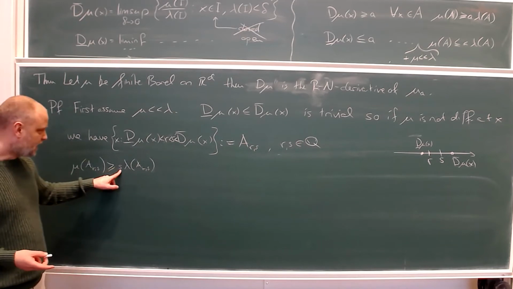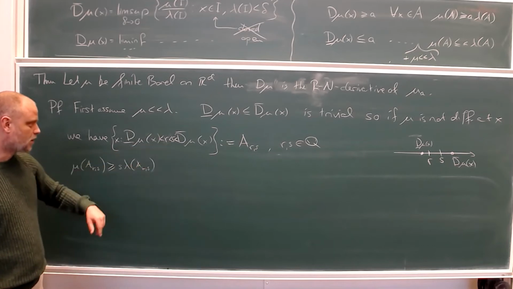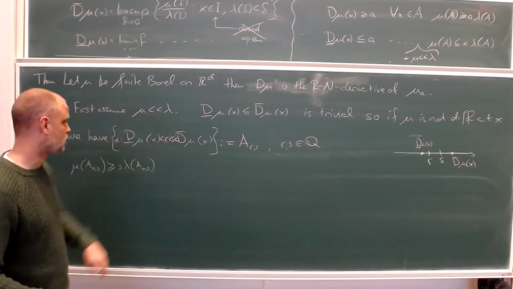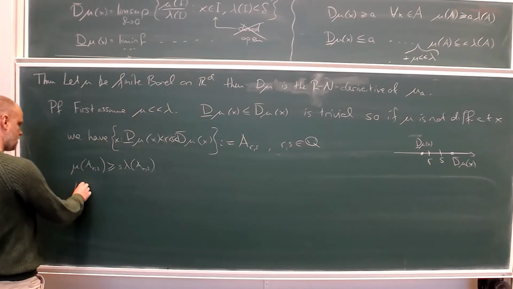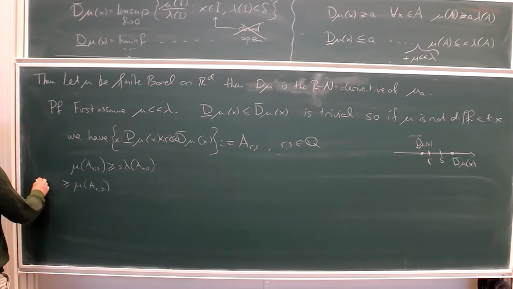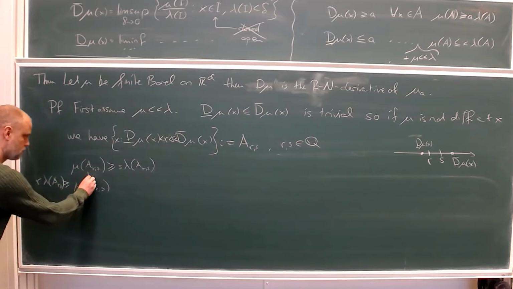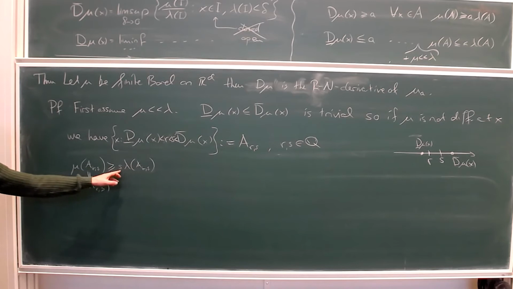The point here is that the S lands on the right, on the lower side of the inequality, but S is bigger than R. Now we use the other lemma, the one with the lower derivative. And now we get mu of A_R,S is smaller than or equal to R times the Lebesgue measure of A_R,S, right? But R is the smaller guy. So if this is bigger than that, which is bigger than that, it means that R is bigger than S, or lambda here is 0. So lambda is 0.